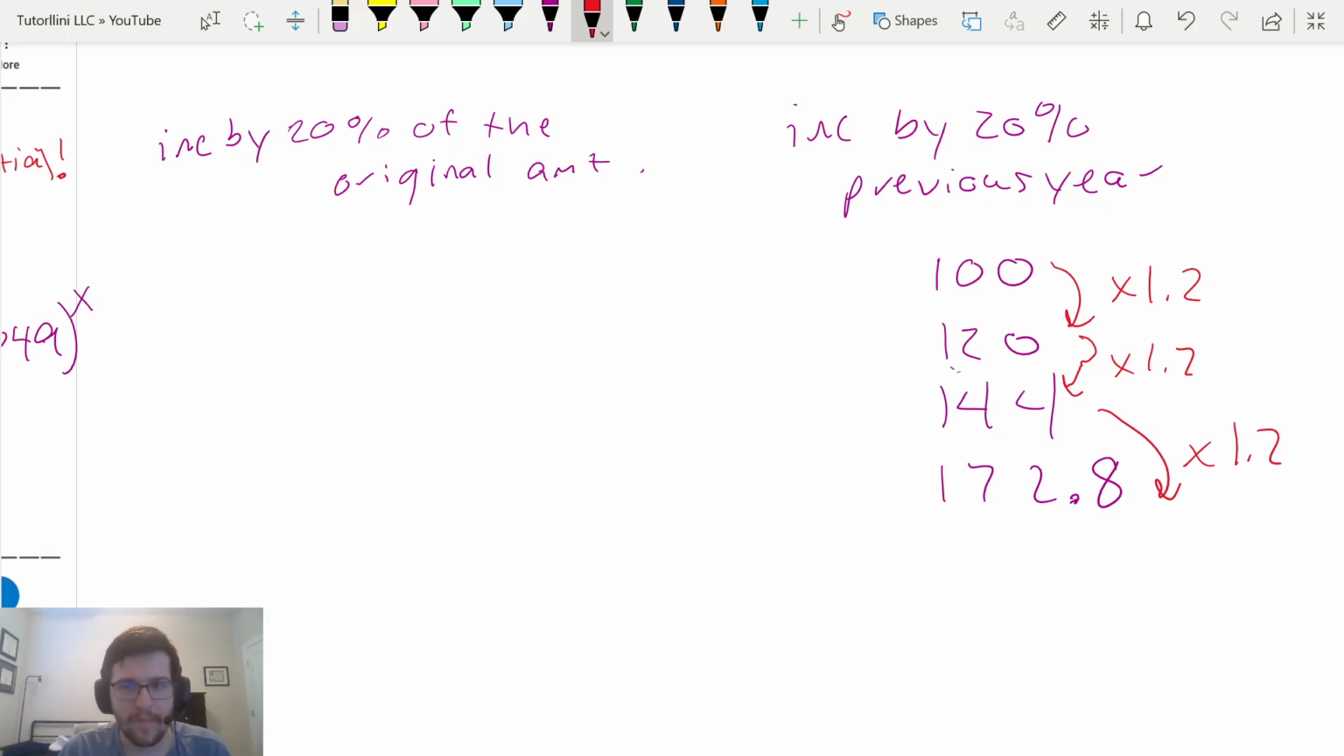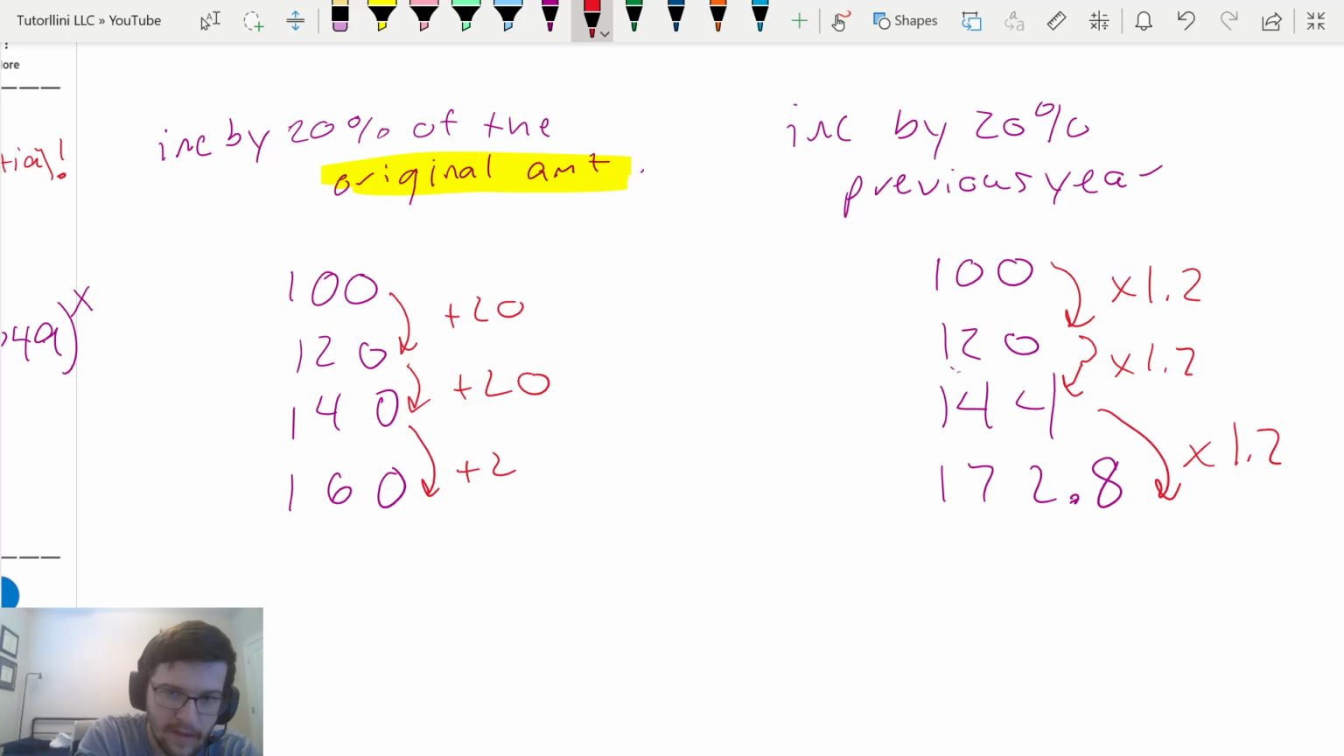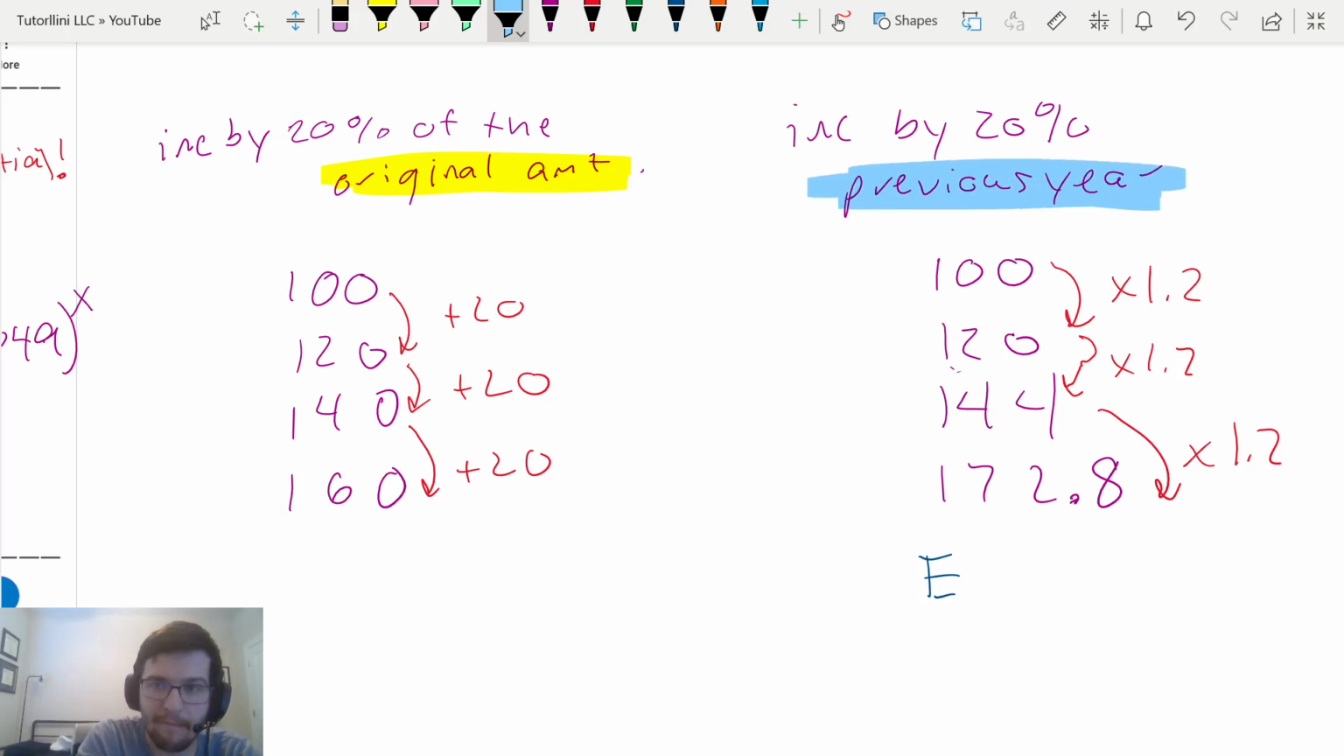So you see how it's not changing by the same amount. It goes up by 20, and then it goes up by 24, and then it goes up by some other number. But if they said by the original amount, which they do to trick people, put this in your vocabulary. Let's say we started with 100. 20% of 100 is 20. So we add 20, and then we add 20 again, and then we add 20 again. As you can see, this is going up by the same amount each time. So this one is exponential when it says previous year.